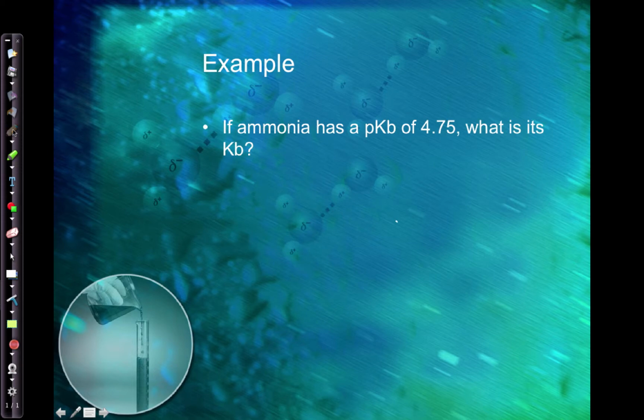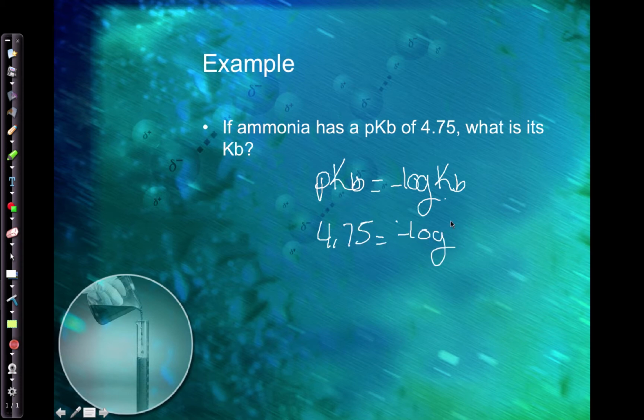All right, so if ammonia has a pKb of 4.75, what is its Kb? Well, I don't have to look at a reaction rather. I can just simply look at this one small equation. I was given pKb, I'm looking for Kb, I just simply plug and chug. So it's 4.75 is equal to negative log of the Kb. So I got a negative, so I got to divide that out. So it's negative 4.75 is equal to log of Kb.